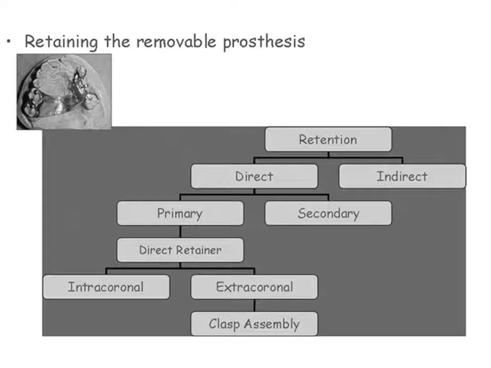The diagram above shows that the direct retainer is a primary means of retention for the partial denture. Secondary forms of direct retention come from frictional components, intimate adaptation to soft tissue, and gravity. Primary direct retention can consist of a variety of attachments, which may be placed in abutments either intracoronally or extracoronally. We are primarily interested in the study of extracoronal clasp assemblies.